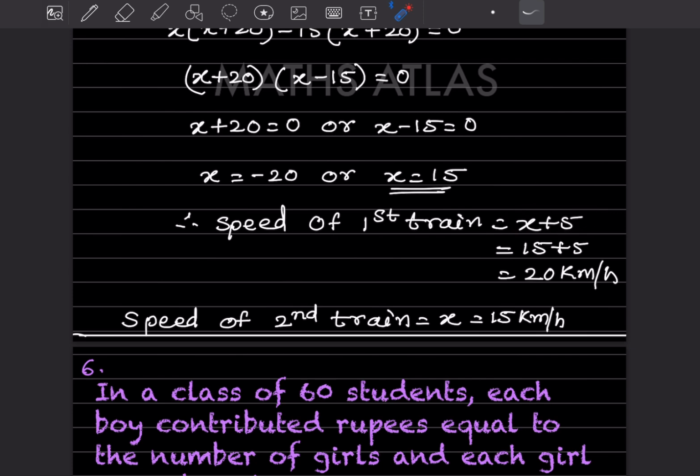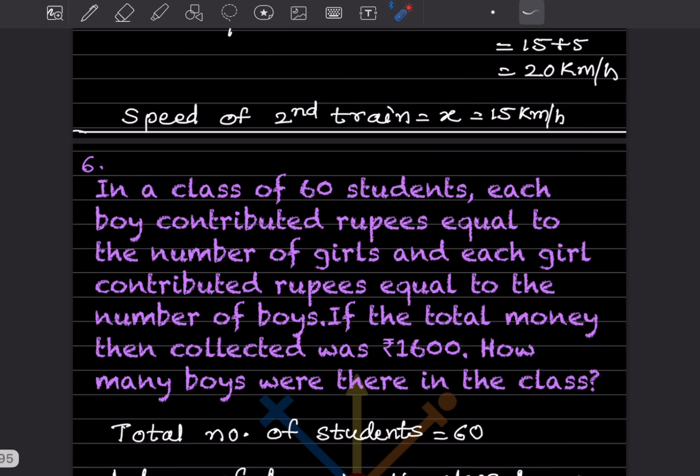So be careful with this one. This is for the second, we had considered x, and this is for the first, we had considered x plus 5, because that was 5 kilometers faster. So in place of this x, we will put 15 plus 5, that will be 20 kilometer per hour. For speed, we always have to write the unit kilometer per hour. And the speed of the second train, that is x, that is 15 kilometer per hour.